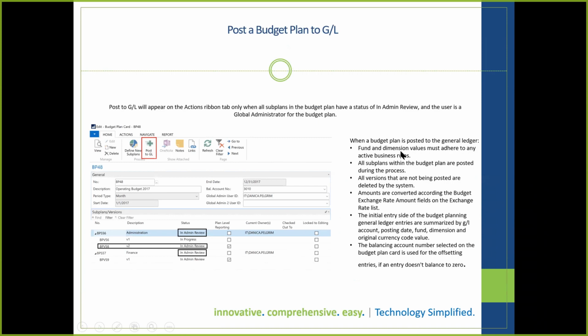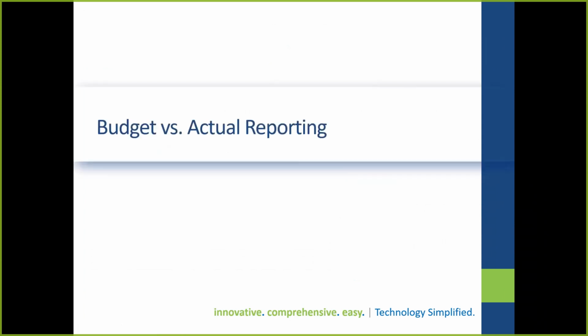And once you have one version that is in admin review, it changes the status of the subplan to in admin review. Once each one of your subplans has this status of in admin review, then this post to GL button becomes available. It is grayed out and not available until all of your subplans state that they're in admin review. So now let's take a look at setting up a budget plan.